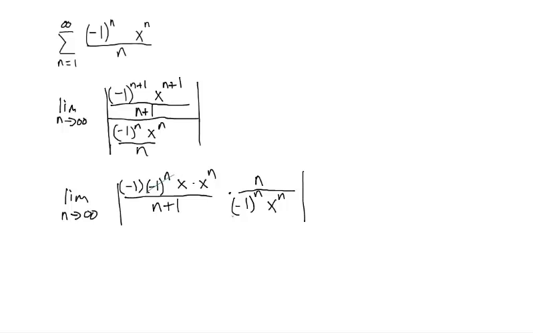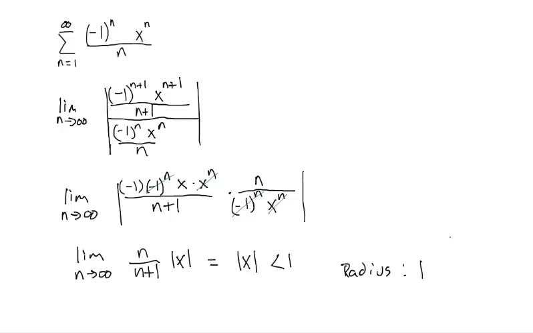And now I'm going to cancel the factors that I can, so I have negative 1 to the n cancels, x to the n cancels, and then our absolute value is going to make this negative 1 positive 1, so I'm going to be left with the limit as n goes to infinity of n over n plus 1 times the absolute value of x, and this is equal to the absolute value of x. And then we have to remember that in order for the ratio test to be convergent, it has to be less than 1. So we can see that our radius of convergence is 1.